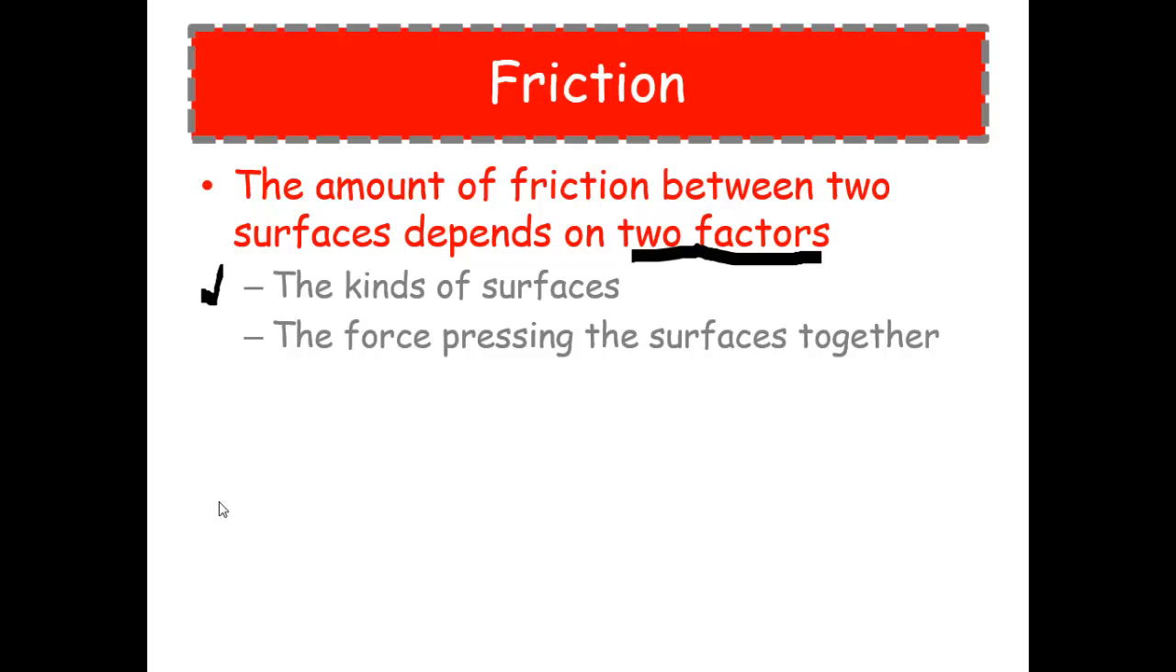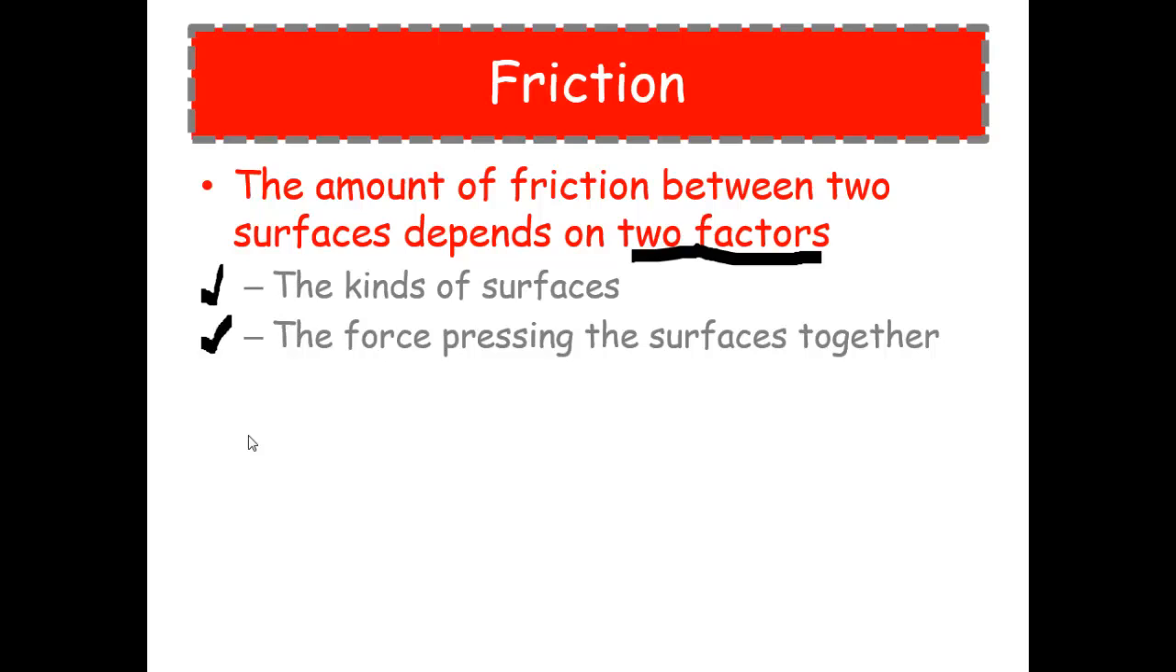And that'll make a little more sense. The other thing is that the amount of force pressing the surfaces together will affect the amount of friction. If you push two surfaces tighter together, you're going to have more friction. So, if they're very loose, not so much friction. Push them together harder, more friction.